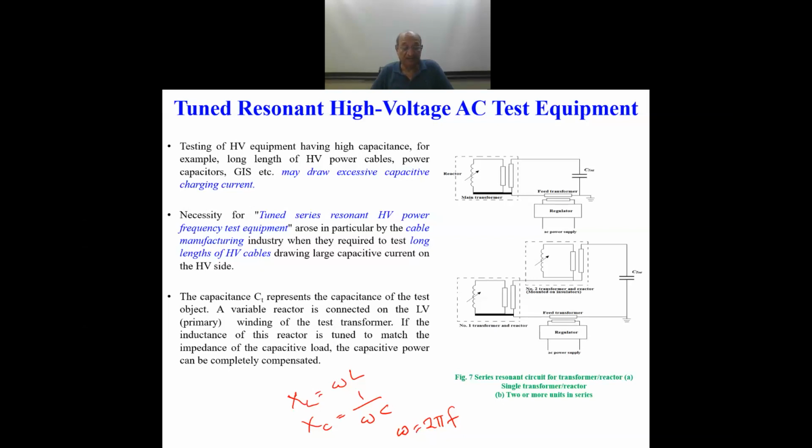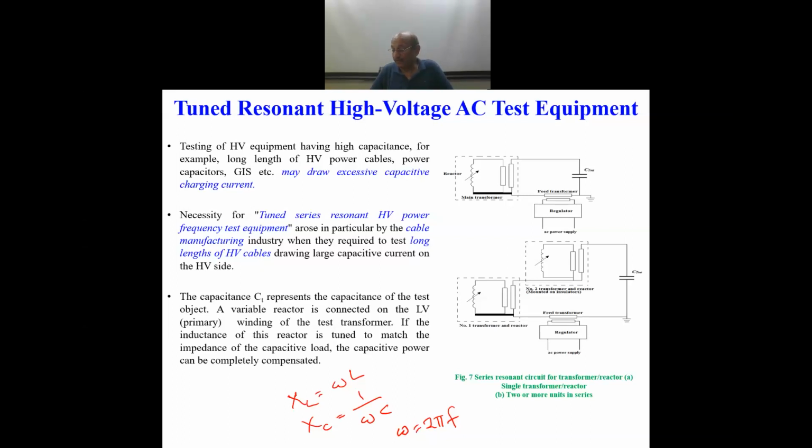If the inductance of this reactor is tuned to match the impedance of the capacitive load, or you can say reactance of the capacitive load, the capacitive power can be completely compensated. When it is completely compensated, what would be the power factor of the current delivered by the high voltage test generator? It'll be 1. That means it will deliver only the real power, and the magnitude of the current would reduce drastically under such conditions.